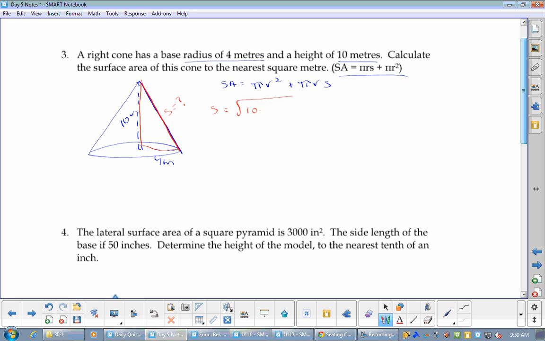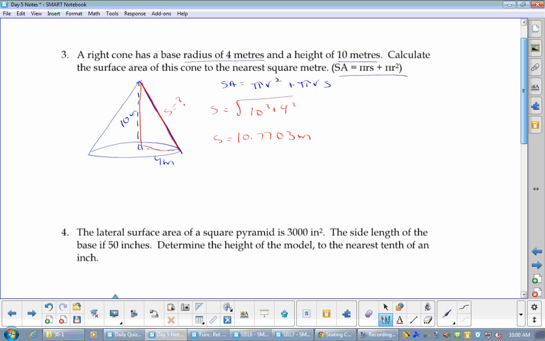So 10 squared plus 4 squared. We don't need the brackets, I guess. And somebody said it right. We got 10.7703 meters. Why am I not rounding it? Because I never round until the end.